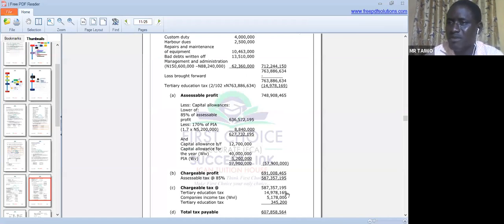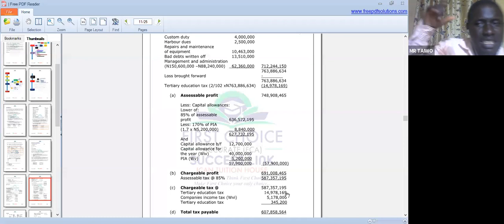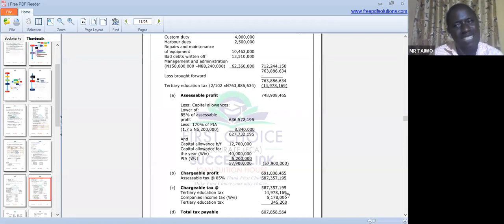14,978,169. But in this question, there is a company income tax aspect of it, apart from the petroleum profit tax aspect. Part of this company is also dealing with the refining and sale of refined products, and they made income from there, and that income will not be part of the PPT. It has to be taxed under the normal company system, under the company income tax, and that's at 30%.